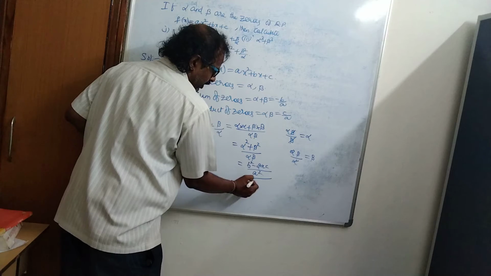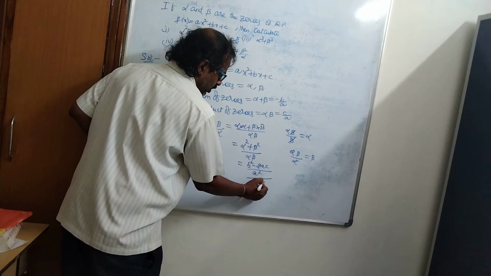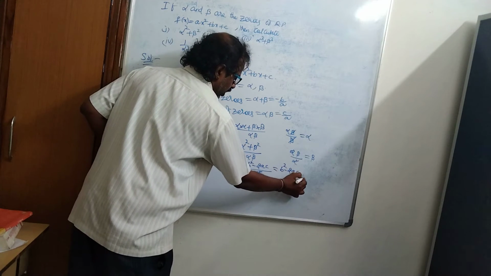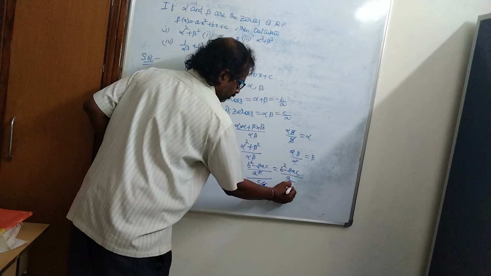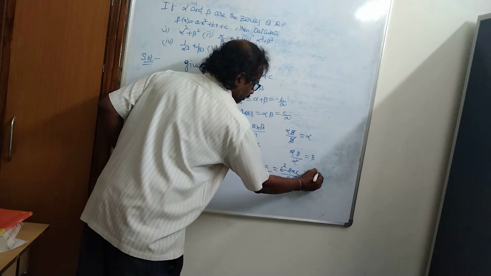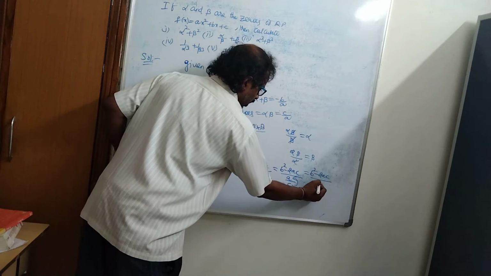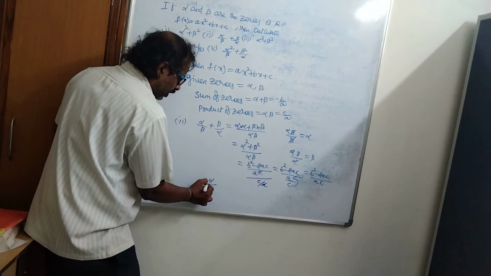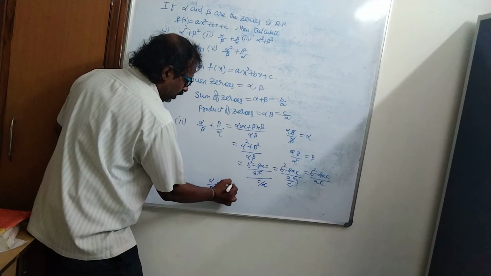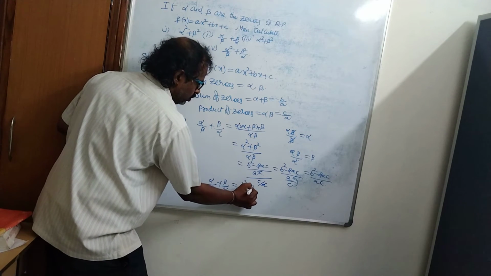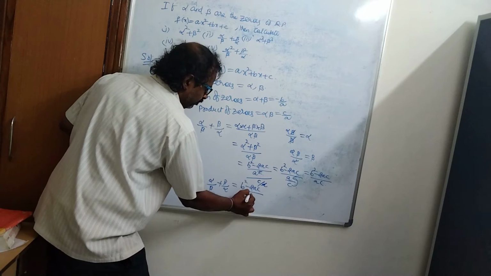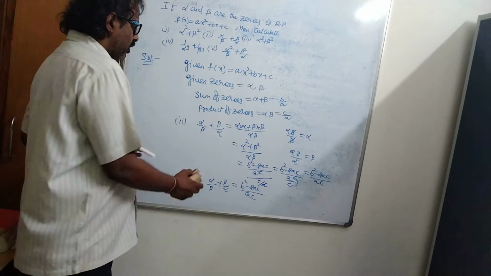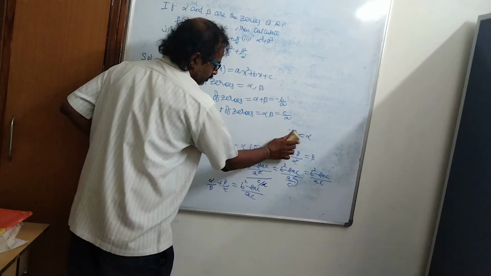By alpha beta. Alpha beta is what from here? c by a, and this a will get cancelled. b square minus 2ac by a, by c, we get this one here. So b square minus 2ac by ac. So this is our alpha by beta plus beta by alpha is equal to b square minus 2ac by ac. Clear? So now let us go for the third one, alpha cube plus beta cube.